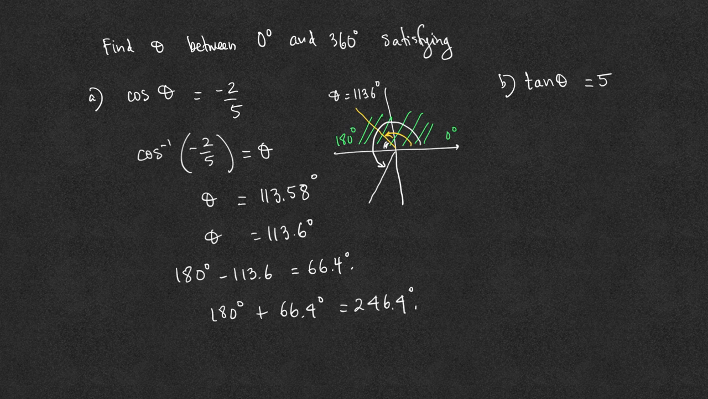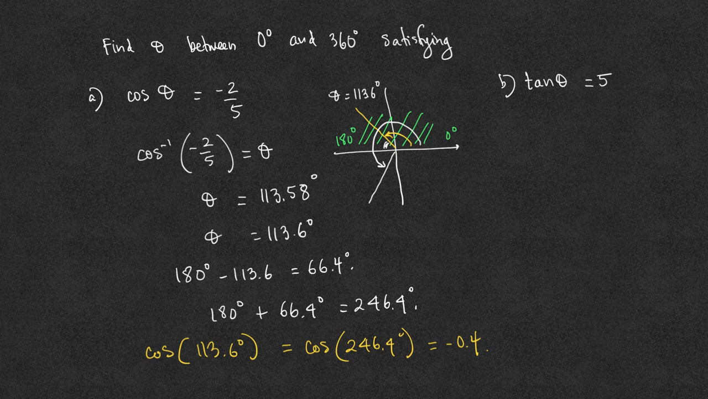246.4 degrees. We can check with the calculator that cosine of 113.6 degrees will give us the same value as cosine of 246.4 degrees, and we will roughly get -0.4 in the calculator. -0.4 is -2/5. We won't get exactly -0.4 because we rounded the angles.